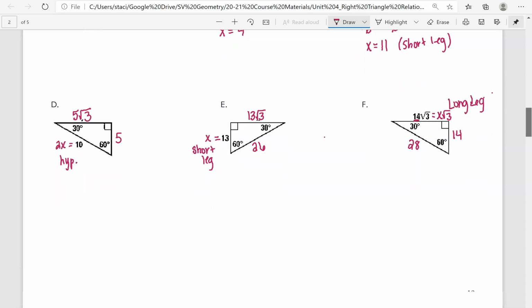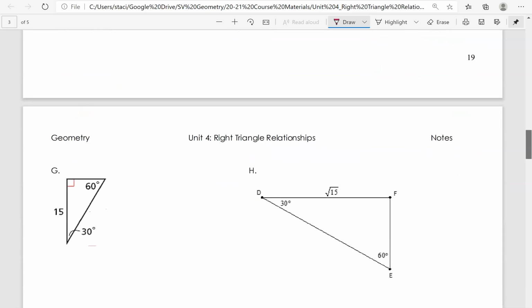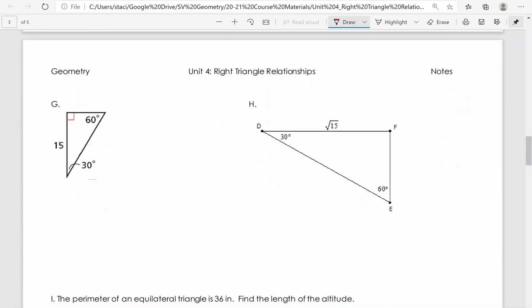And so let's go to some problems where we are going to have to do a little bit of algebraic manipulation to find our missing sides. All right, so in letter G, I can see that I'm given the longer leg. And I know that the longer leg is equal to x times the square root of 3.